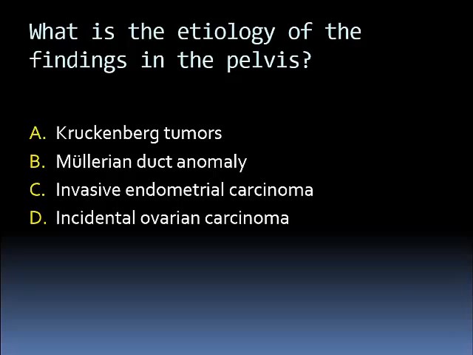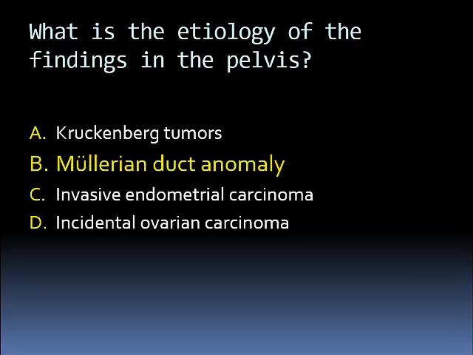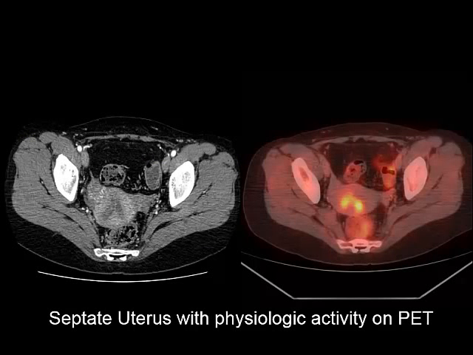Good, so a lot of people are thinking about metastatic disease, and that would certainly be a possibility. The answer is actually Mullerian duct abnormality. So let's take a closer look at this case. What we see is activity in the endometrium and some activity in the bilateral ovaries. And this is a younger patient, recall, 35 years old, and the CT shows what looks like 2 endometrial cavities.